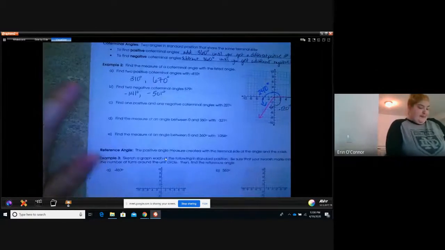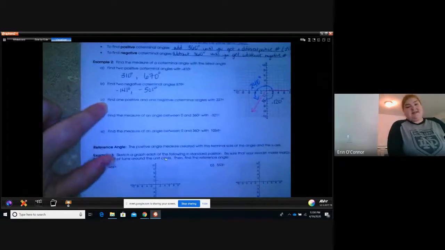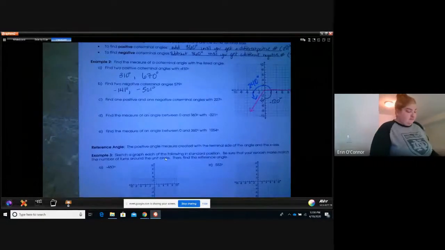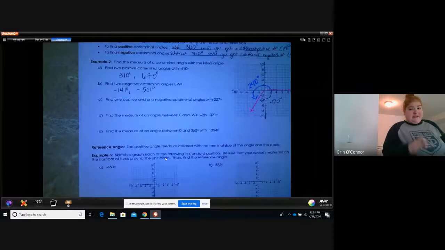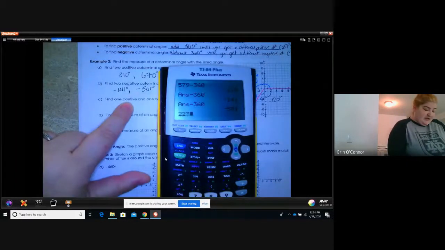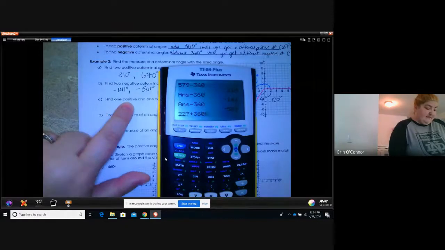Okay. Now we need to find one positive and one negative coterminal. That's 227. So, just so you know, if you want to pause this and do this yourself, you're more than welcome to. To find the positive one, I'm going to take 227, and I'm going to add 360, and I get 587. That's different, so we are good.